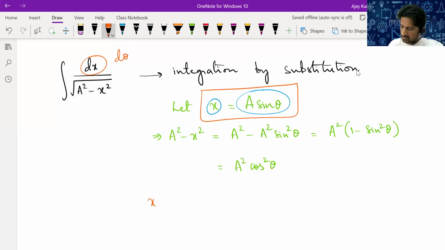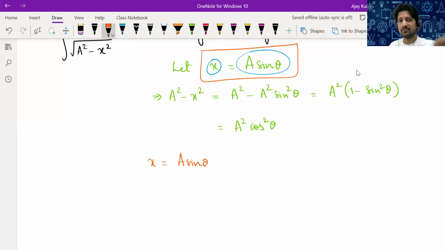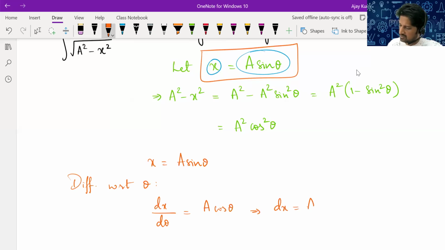You have x is equal to a sine theta. If you differentiate both sides with respect to any one of the variables, or you can differentiate with respect to a third variable also, doesn't matter. But let us differentiate with respect to theta. Then what does the left hand side become? dx by d theta. Right hand side, derivative of a sine theta. a is a constant anyway, it's the amplitude of oscillation. Derivative of sine theta is cos theta. Therefore, dx becomes a cos theta d theta. This is how you express dx in terms of d theta.